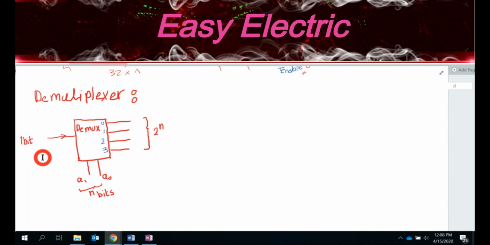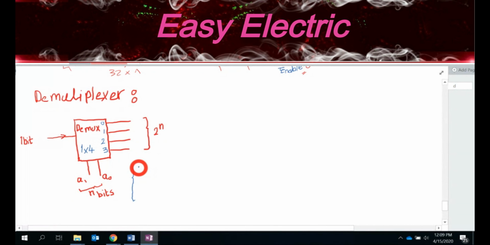So maybe it's better to write here. This is the Demux, and it is a 1 by 4 Demux, right? 1 input and 4 outputs. So if I increase n, you tell me which different types of demultiplexer I could make. So what should be the next? If I give n 2, so I should have what? N is 2, we have 1 by 4.